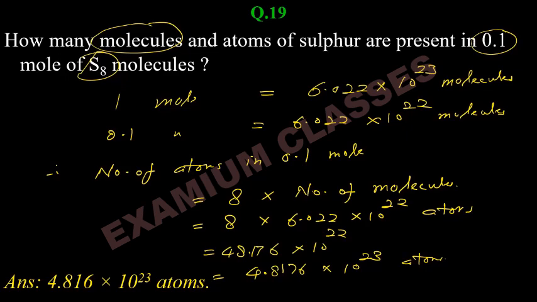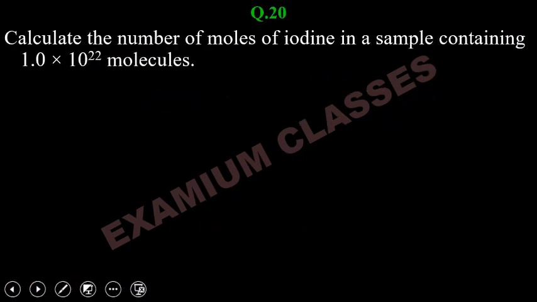Is that clear? All the steps. Or if there is any confusion, then let me know. A few students had divided by 8. So they need to be very clear that it is to be multiplied by 8. Next question.